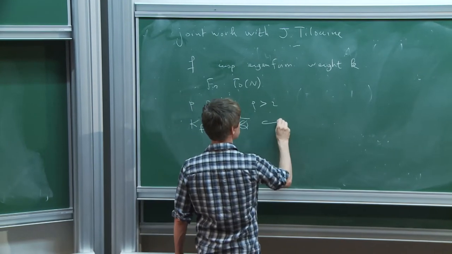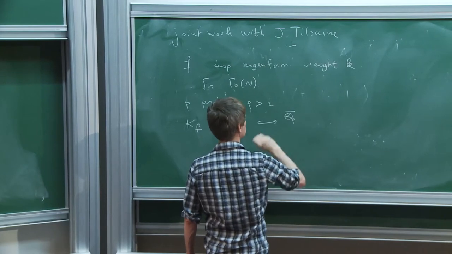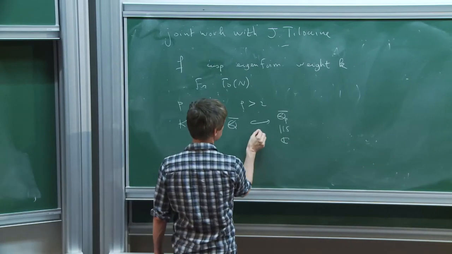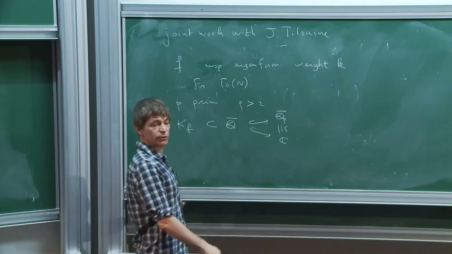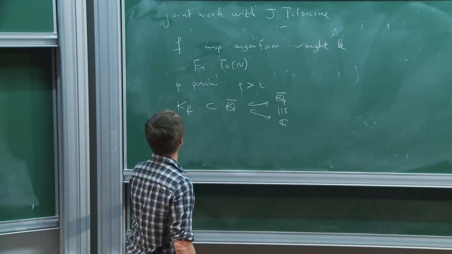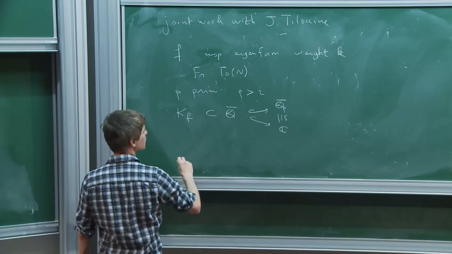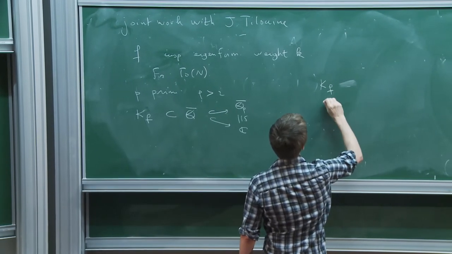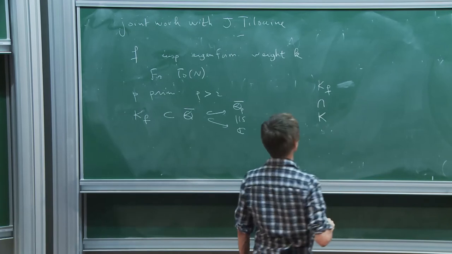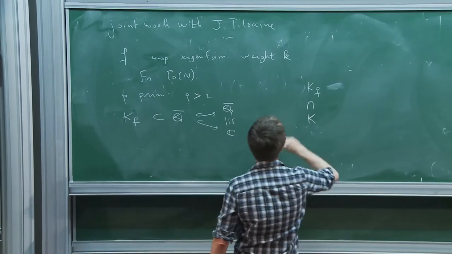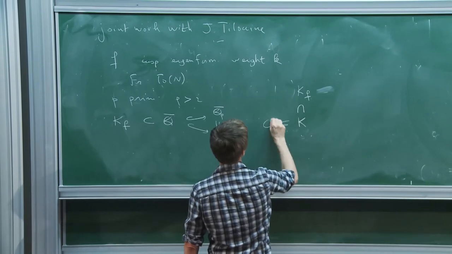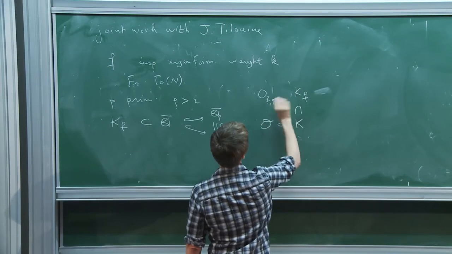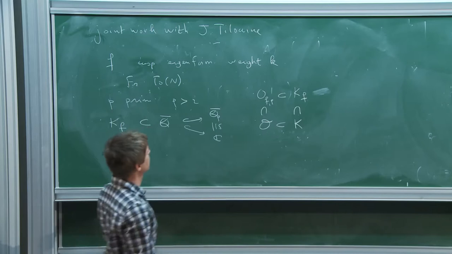I fix embeddings of Q bar into Q_p bar, and I choose an isomorphism with C. So I can see an element in Q bar in Q_p bar or in C in this way. I'm going to fix K a p-adic field containing K_f, O is going to be the ring of integers, and I'm going to call O_f the intersection.